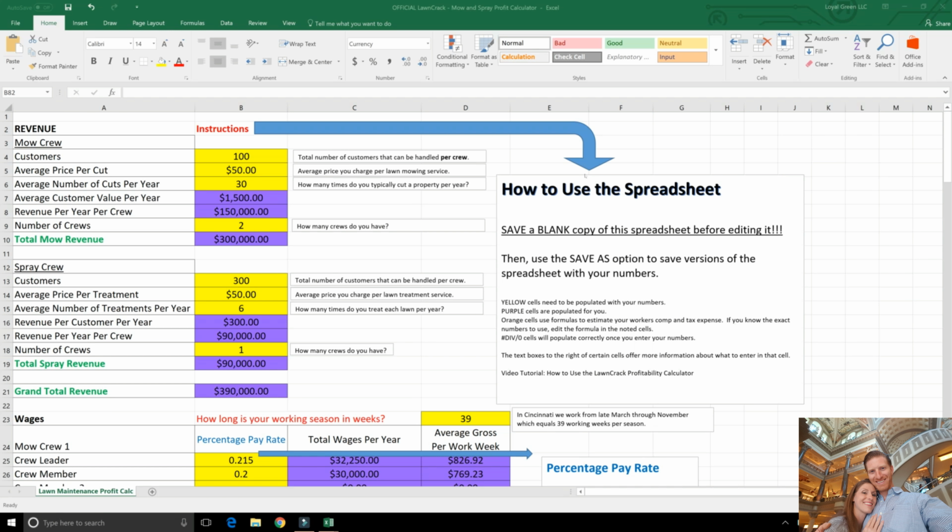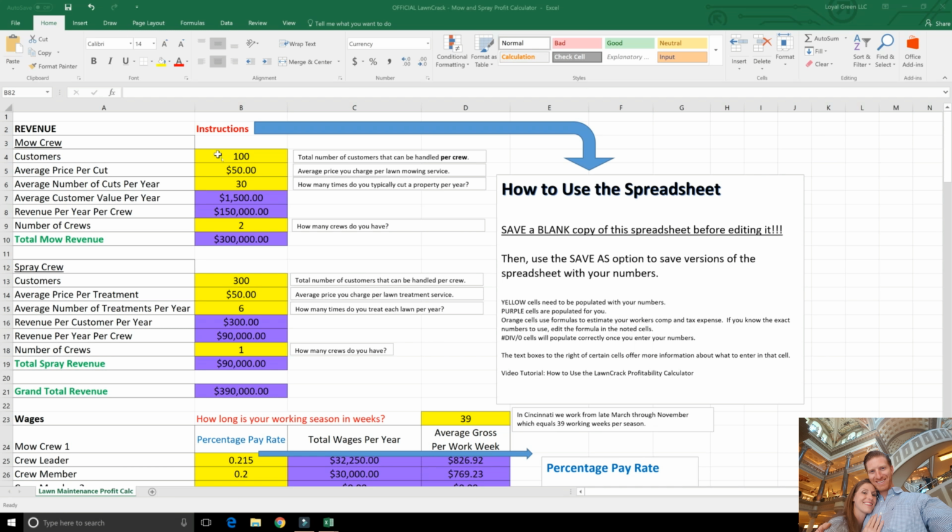It may not look like an exciting video because it is an Excel spreadsheet, but if you are into making money in your lawn care business, it's pretty exciting. And it's a very useful tool. You can get this for free at LawnCrack.com. All we want is your name and email, and we will shoot this right over to you. And that's it. You can start playing around with these numbers and seeing what would happen.